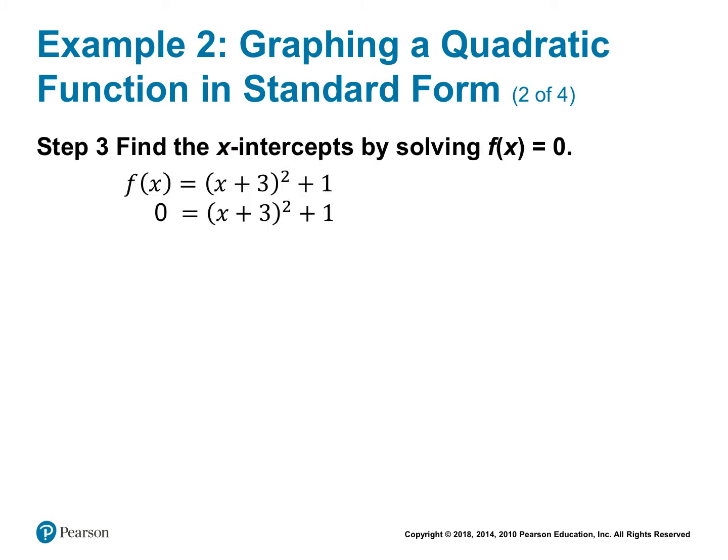Okay, so for the x-intercepts, we're going to have f of x equals 0. So replace this with 0. So all I should have left in the equation are x's. So I'm going to subtract 1. Gives me negative 1 equals the quantity x plus 3 squared. And now I'll take the square root.